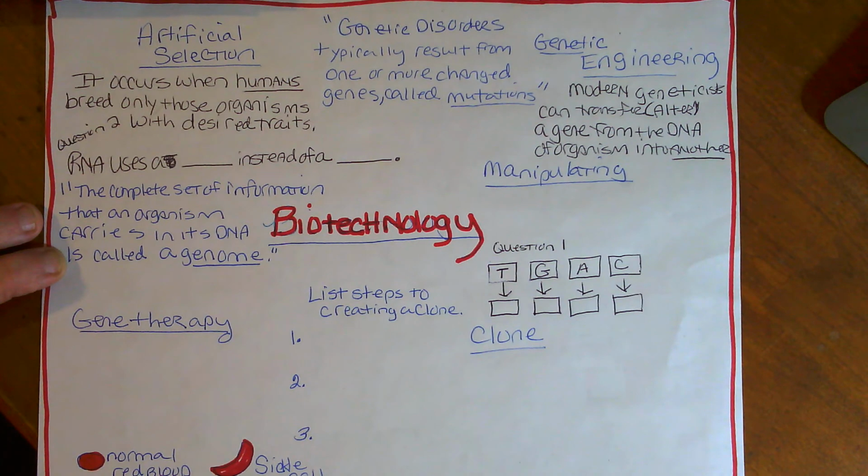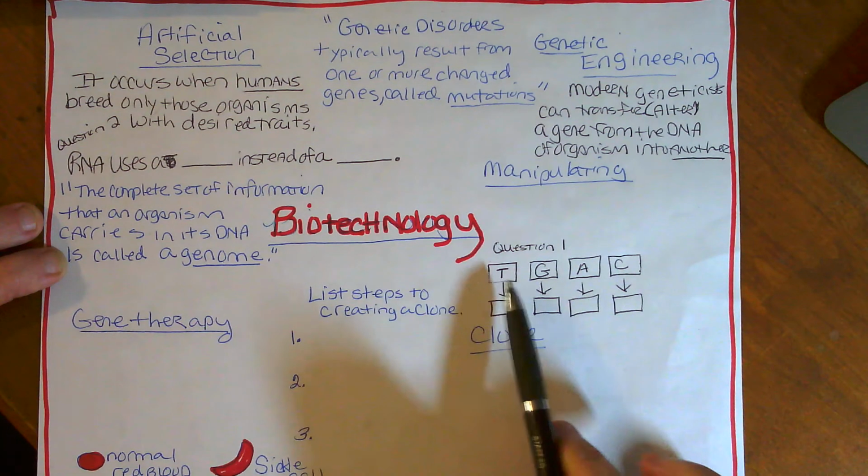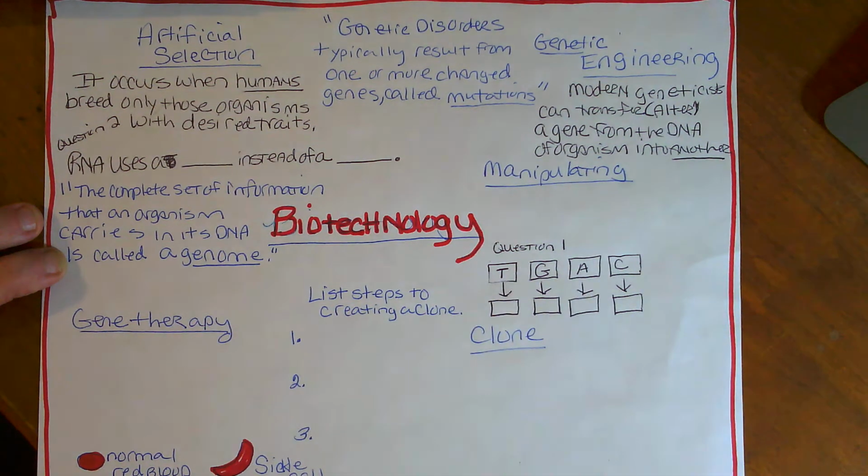We're done with that. I threw in a question from lesson 4 here where it says question 2. It says RNA uses a blank instead of a blank. Can you look in lesson 4 and find that answer? If you're doing RNA, it uses a blank instead of a blank. And what I'm looking for is these letters here, T, G, A, and C, those type of letters. What letter do you use instead of another one? Look that up in lesson 4. That's for you to do.